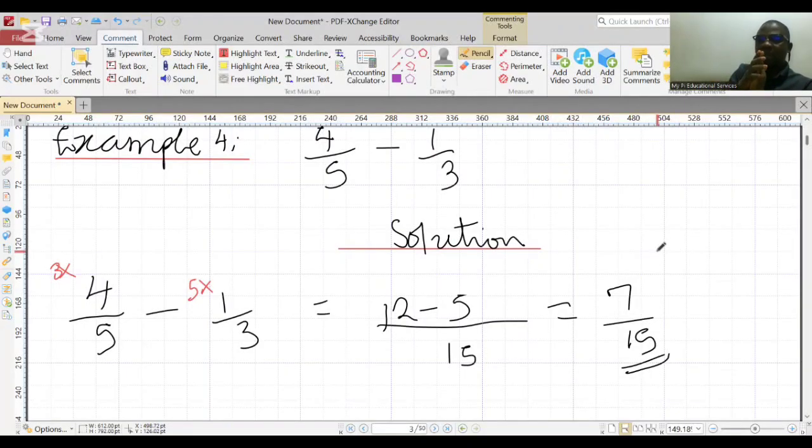In our next lesson, we're going to talk about adding and subtracting big numbers.